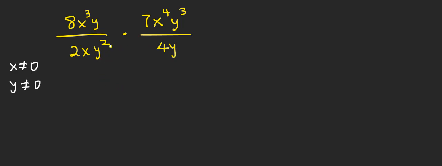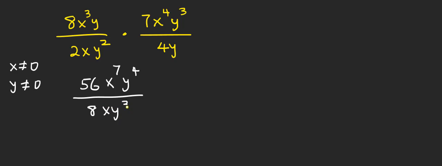So when you multiply this, what's 8 times 7? That's 56. x cubed times x to the 4 is x to the 7. y times y cubed is y to the 4th. Don't forget there's an invisible 1 over here. All over 2 times 8, which is 8. I'm sorry, 2 times 4, which is 8. And then x, and then y to the 3rd.